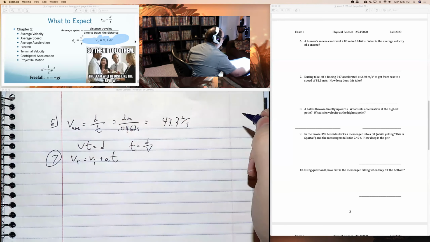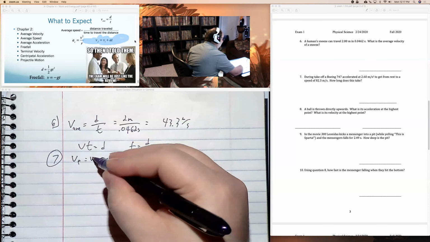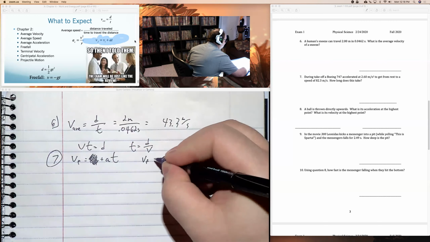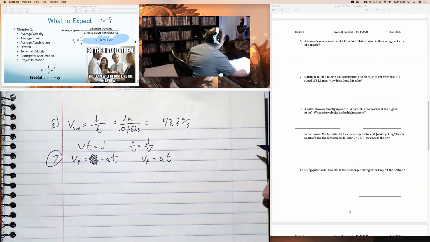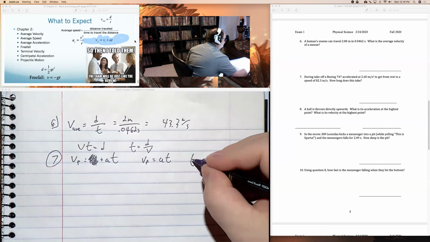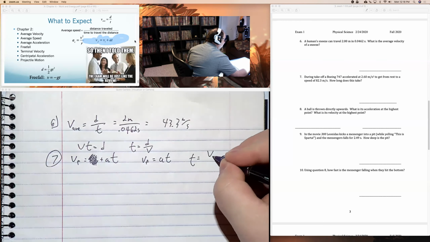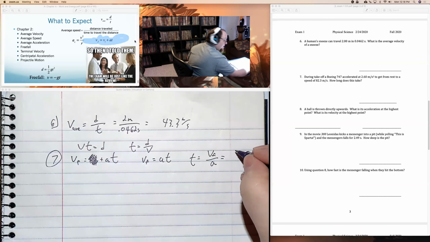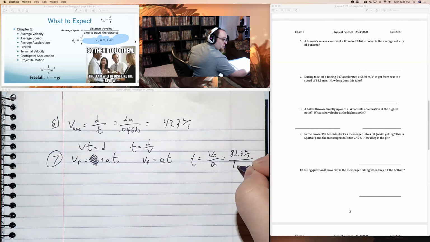3 points right there. Now it said it started at rest. Starting at rest means v initial is 0. And so v final is acceleration times time. If I want to get time, I'll simply divide both sides by a and say it's v final over a, or 82.3 meters per second over 2.6 meters per second squared.